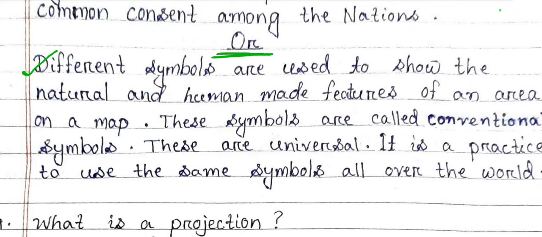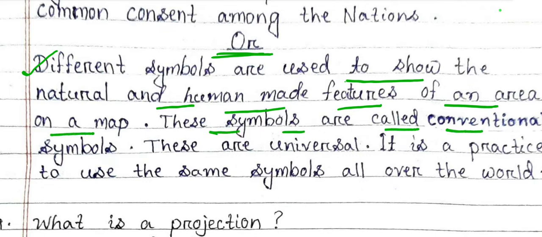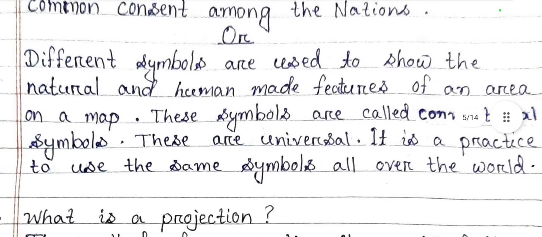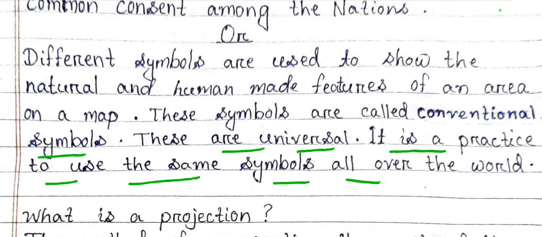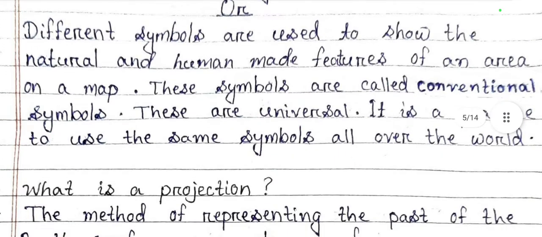Different symbols are used to show the natural and human-made features of an area on a map. These symbols are called conventional symbols. These are universal, so it is a practice to use the same symbols all over the world.